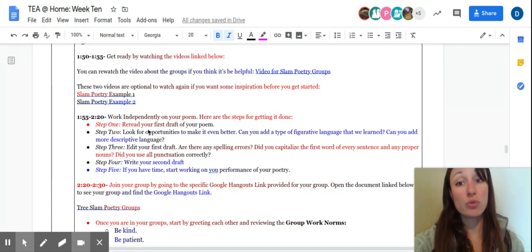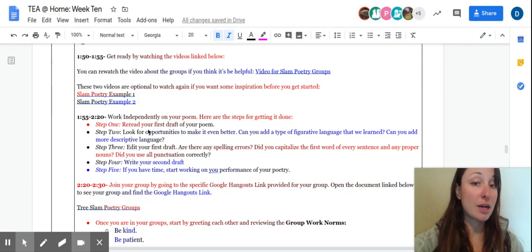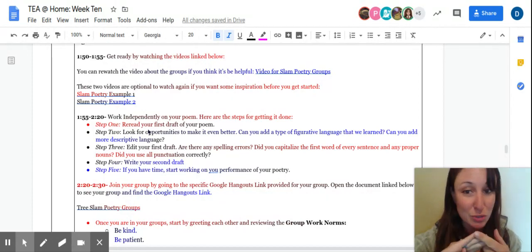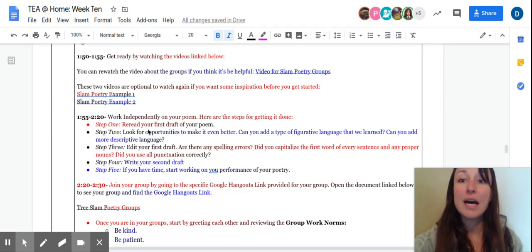Then you'll also need to edit that first draft. So look for spelling errors that might be there. Make sure that you capitalized everything that needs to be capitalized, like the start of every sentence and proper nouns. And did you use all punctuation correctly? Are commas, periods, exclamation points, question marks, quotation marks, are all of those where they need to be? And then write your second draft.